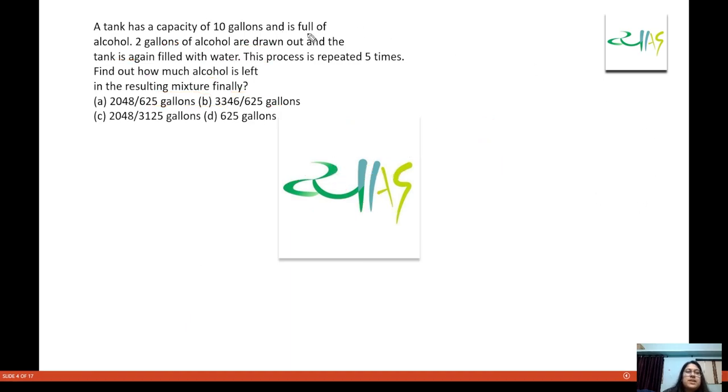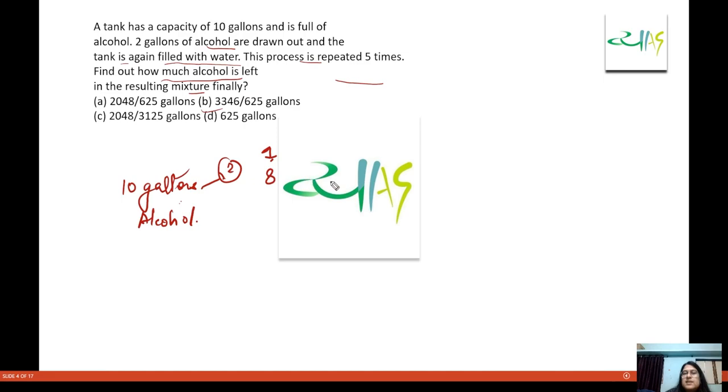Guys, look at this question we have. A tank has a capacity of 10 gallons, and is full of alcohol. Now 2 gallons of alcohol are drawn out and tank is again filled with water. The process is repeated 5 times. Find how much alcohol is left. Okay. So see, we already did a formula here, but still let us calculate. So we are taking this 10 gallons of alcohol, and from this now 2 gallons is removed.